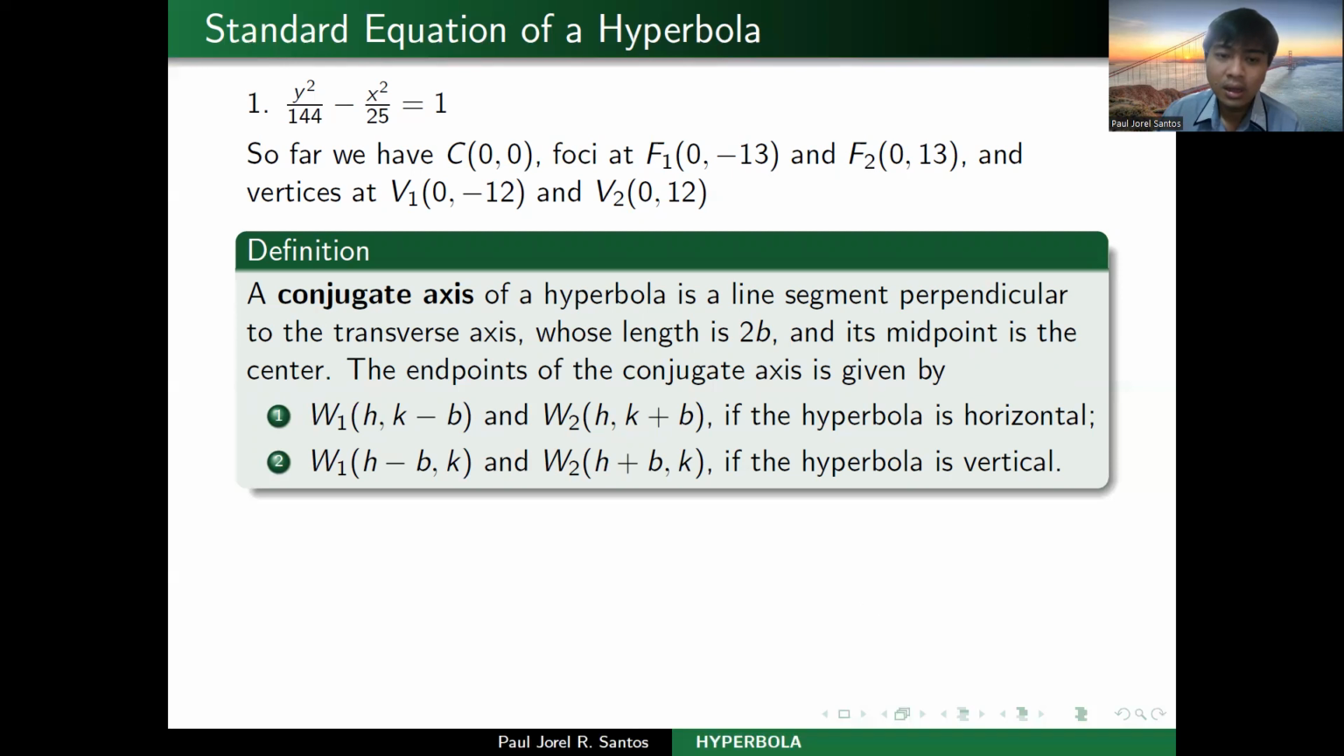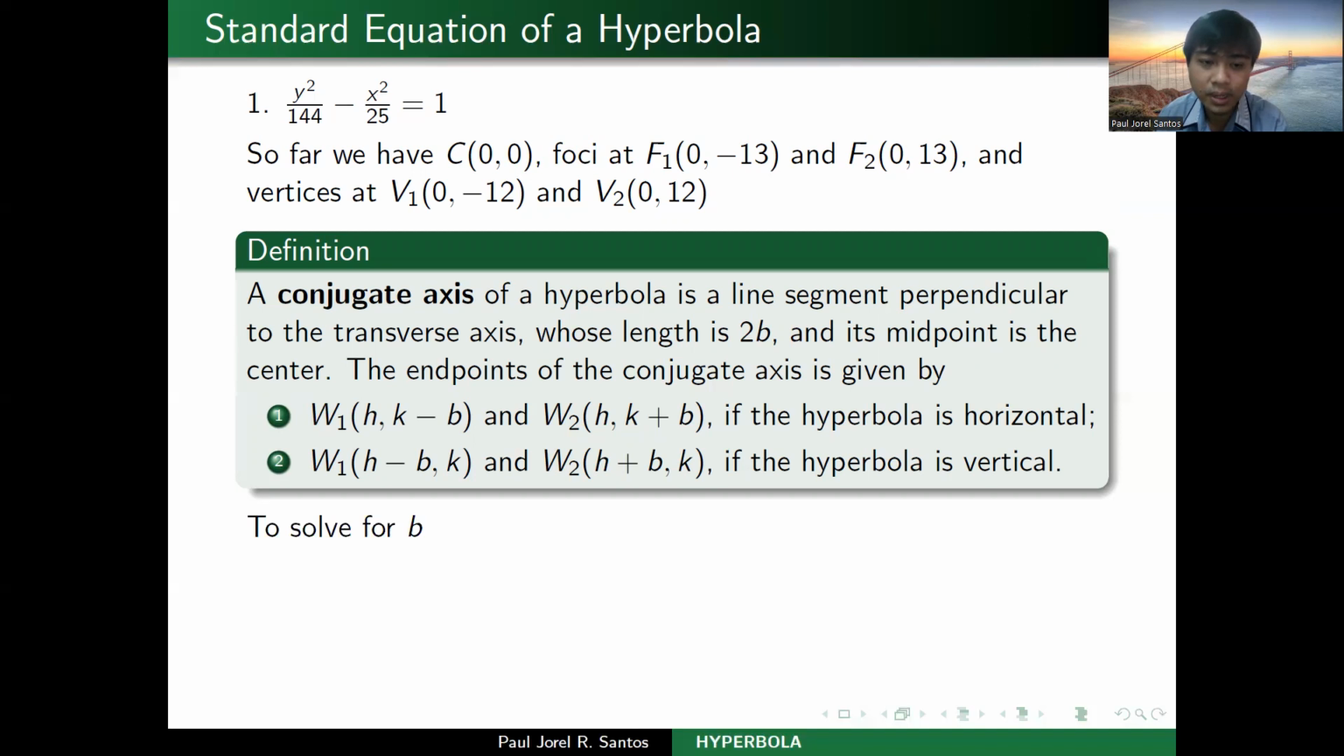Now, how are we going to determine the endpoints of the conjugate axis? It is given by the first formula if the hyperbola is horizontal, and the second one if the hyperbola is vertical. Again, it is obvious that we are going to use the second one because the hyperbola is vertical.